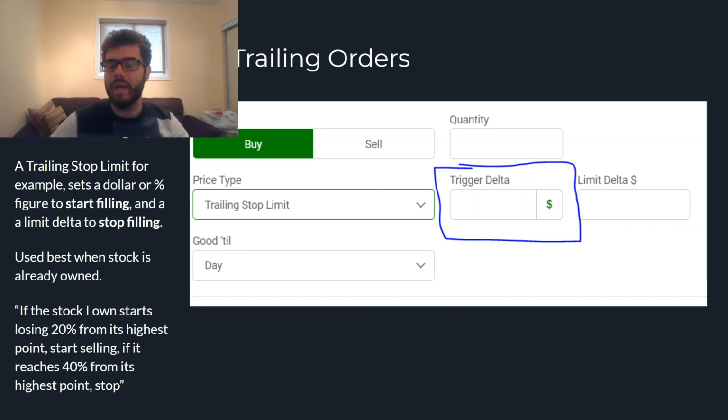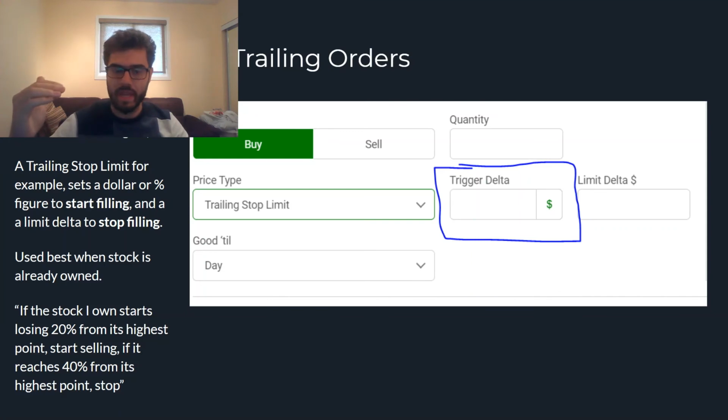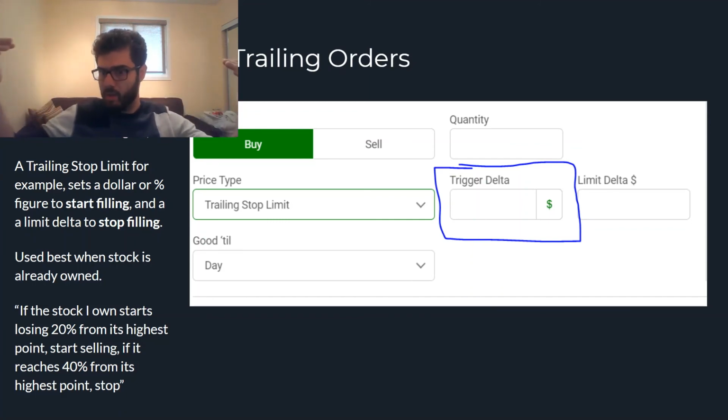But let's say now that it goes to $55. At that point, some crazy catastrophic news comes out, and the stock starts falling rapidly, and it falls 20% from that price. Okay, that's going to hit your trigger delta, and let's assume it keeps falling to 40%. It's going to fill you between that 20 and 40%. So there's that floor and ceiling we're talking about. Obviously, because we're selling, we're switching the floor and the ceiling because we want to sell it as high as possible, right? We don't want a low ceiling, right?